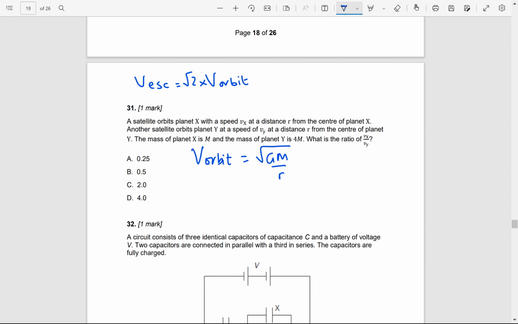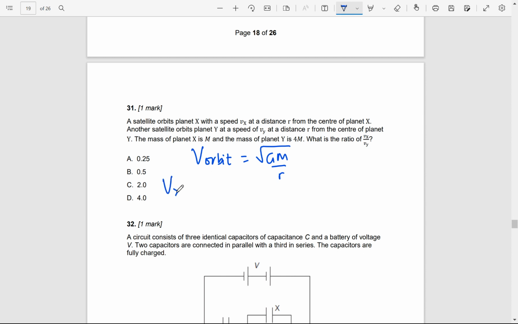So you have to go a factor of approximately 1.4 bigger than the orbit speed to escape the orbit. Just out of interest, that's not relevant for this question, but that's the link.